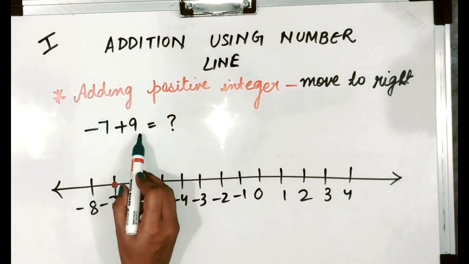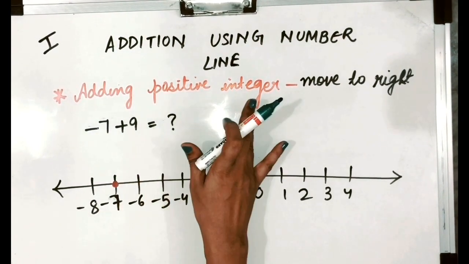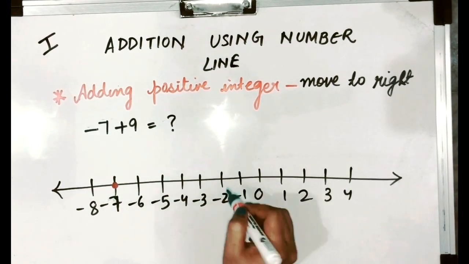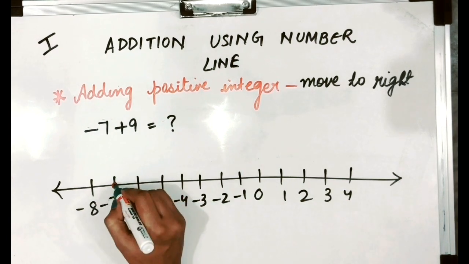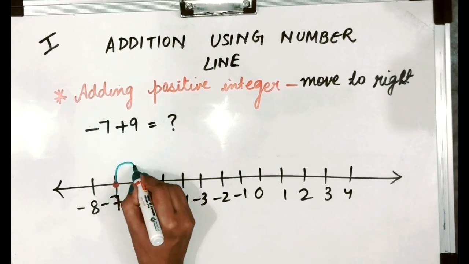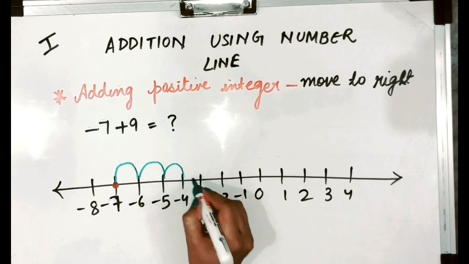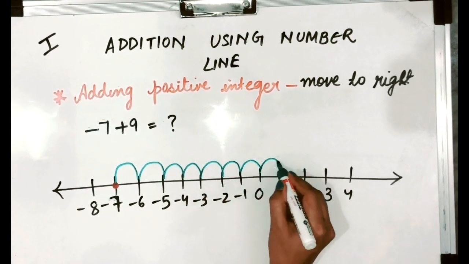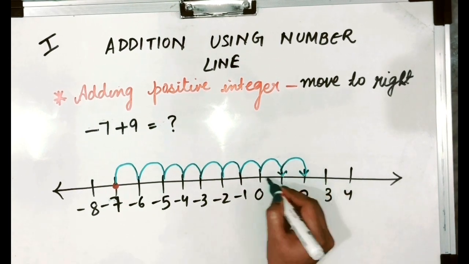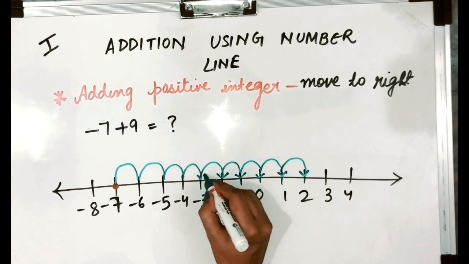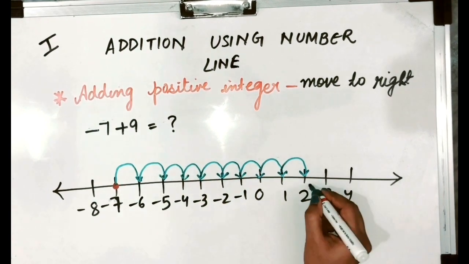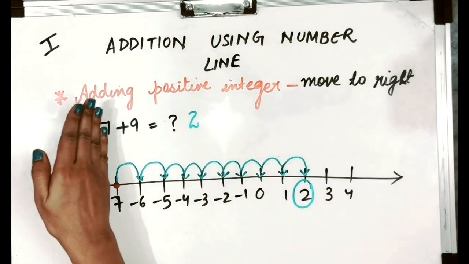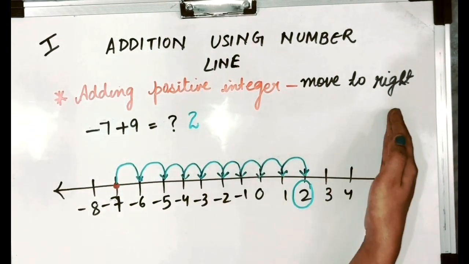Then it is written plus 9. That means we are adding a positive integer, so we have to move to the right of the number line. Plus 9 means we have to jump 9 times towards the right. So let us start. 1, 2, 3, 4, 5, 6, 7, 8 and 9. So we jumped towards the right of the number line and we reached 2. So the answer will be 2. So you have to remember that when we are adding positive integers, we have to move to the right.